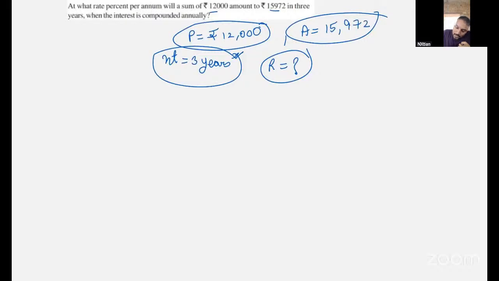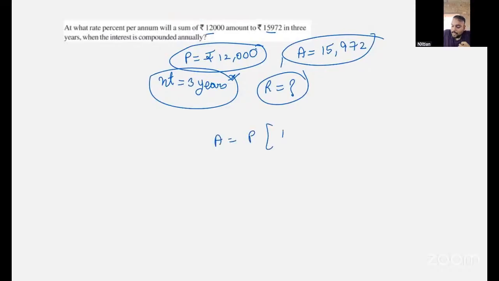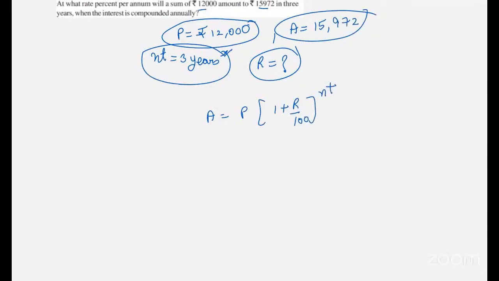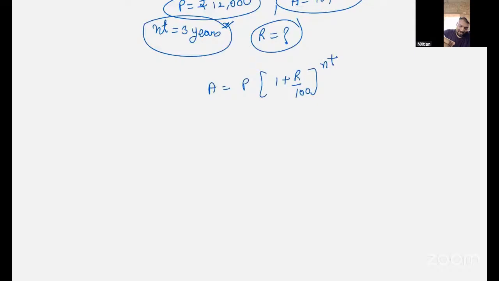So we have amount equals principal into 1 plus R upon 100 to the power nt. I was looking into the guide once, and you are writing big R, but in that guide they wrote small R. Is that correct? There is no problem in that.